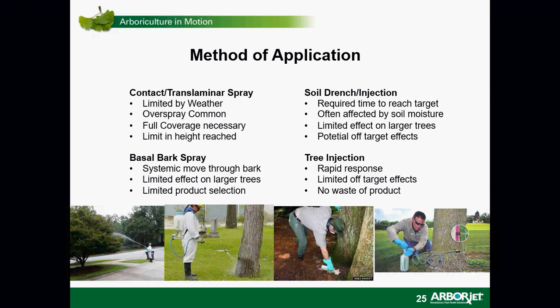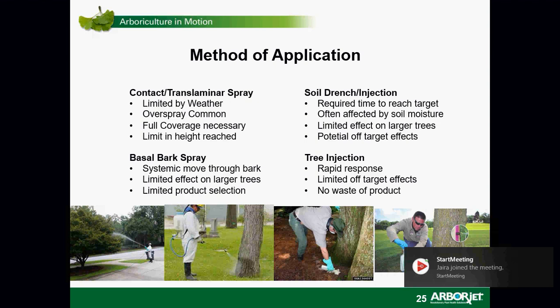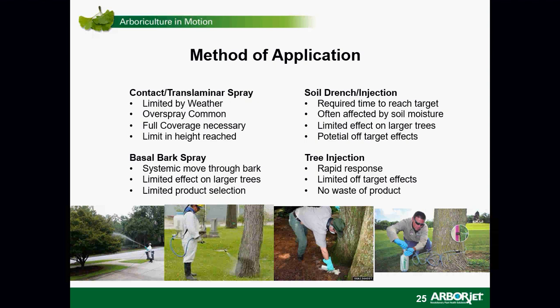Soil drenches have been shown to be effective, but you're putting a large amount of product into the soil. Sometimes if the product is very water soluble, it may leach from the soil into water systems, which obviously is a big concern. Again, you're putting a large amount of product into the soil and not all of it moves into the tree. So there may be off-target effects. And again, the effects may be limited, particularly in larger trees.